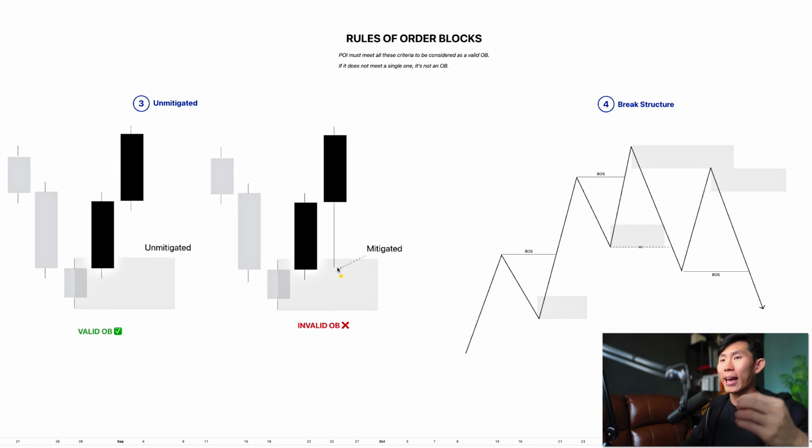The fourth criteria is that it must lead to a break of structure. So in this case, this order block right here led to this break of structure, making this a valid order block. And then this one right here led to this break of structure, making this a valid order block. And then this one led to this market shift. Once again, it is also a break of structure, just like a reversal in the structure, making this still a valid order block. And then this is also going to be a valid order block because it did lead to a break of structure. So those are the 4 rules of order blocks, right?